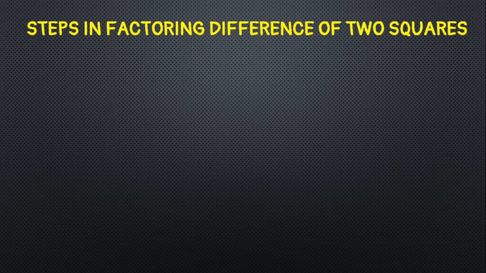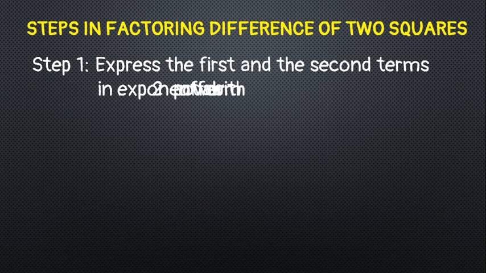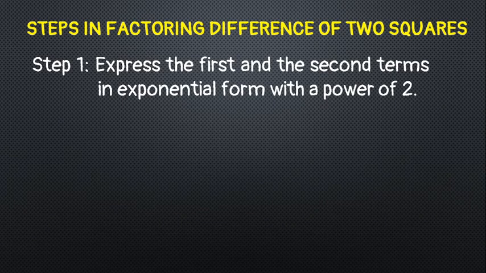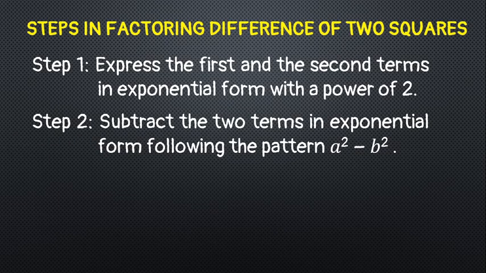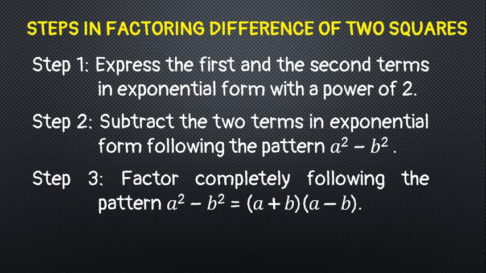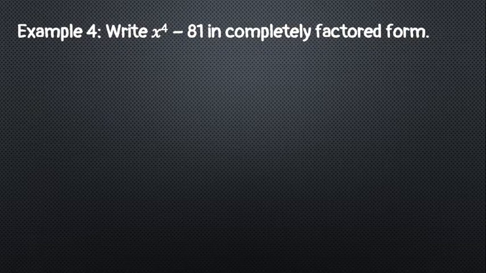Next, the steps in factoring difference of two squares are: step 1, express the first and the second terms in exponential form with the power of 2. Or you can simply get the square root of the first and the second terms. Then subtract the two terms in exponential form following the pattern a squared minus b squared. And then factor completely following the pattern a squared minus b squared is equal to the quantity of a plus b times the quantity of a minus b.